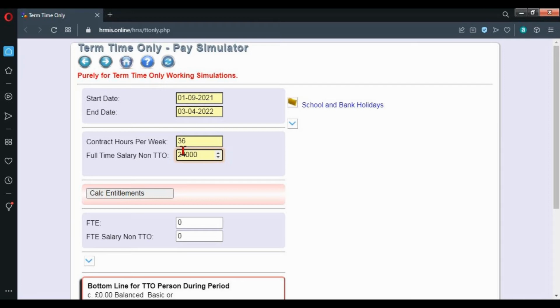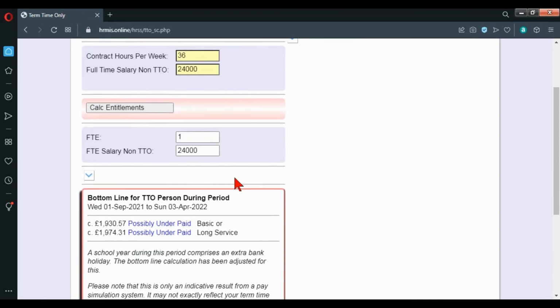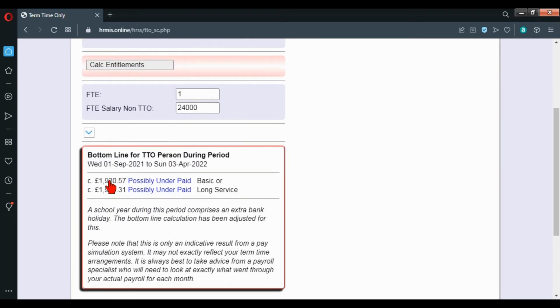And we will leave the default full-time 36 hours in place, click the Calc button, and at the bottom line we see that the person may possibly have been underpaid by £1,930.57 if their term time only pay is based on basic annual leave. This rises to as much as £1,974.31 if they have extra long service leave built into their pay.